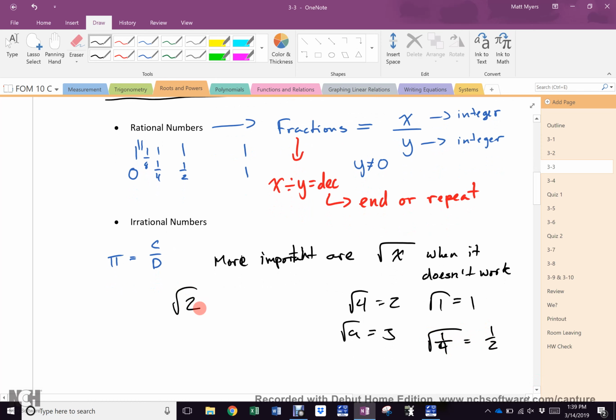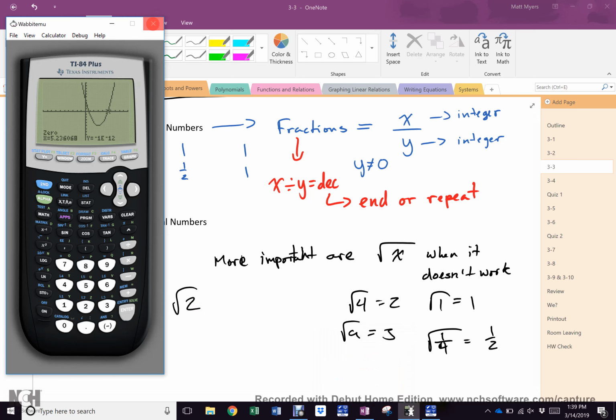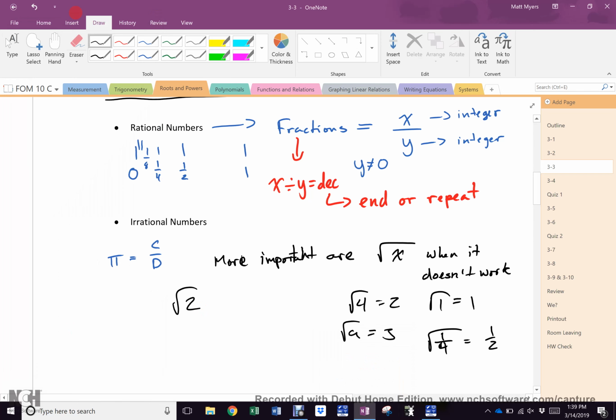What's the square root of 2? No. Use your calculator. What's the square root of 2? 1.414, blah, blah, blah, blah. Your calculator screen fills up, yes? That is an irrational number. So is the square root of 3. So is the square root of 5. So is the square root of 7. So is the square root of 8. Everybody with me?